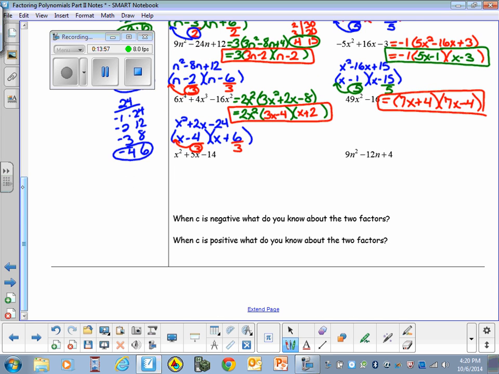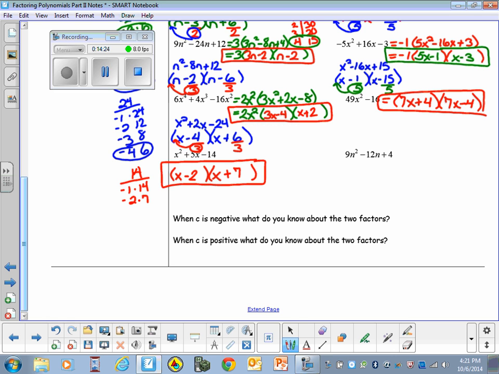Oh, I like the next one too. The coefficient in front of a is a positive 1. So let's see. X, 14. 1 times 14, 2 times 7. I look at the middle and it's positive, so the bigger number has to be positive. Negative 2, positive 7. I'm done.